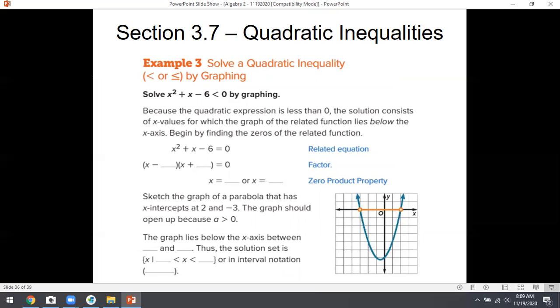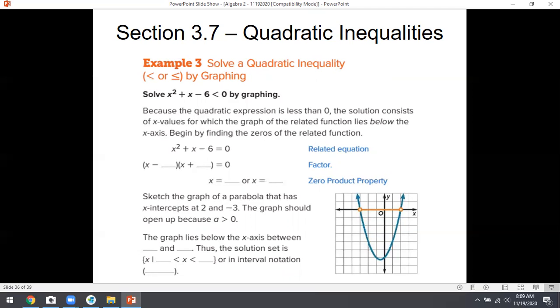Now, how about at -3? Is it less than 0 right there, or is it equal to 0? It's equal to, so do I want to include that point? No. And similarly over here with 2. 2 is not less than 0, it's equal to 0, right? So you want everything from -3 until 2, anywhere in that region except for the endpoints. That's where the graph is below 0.